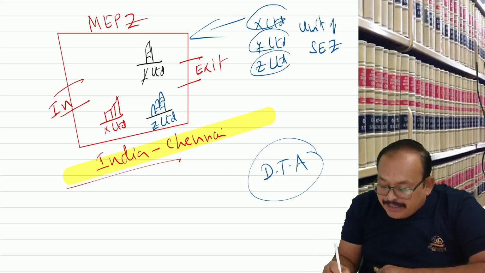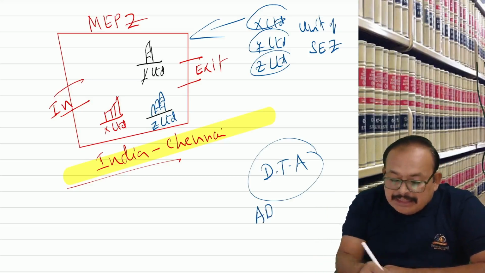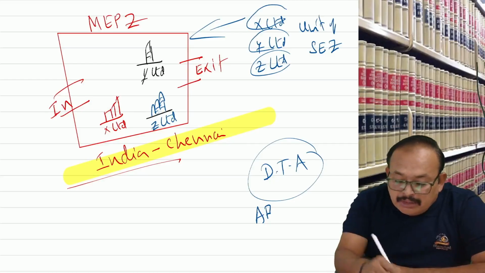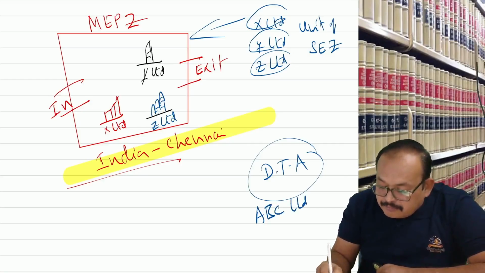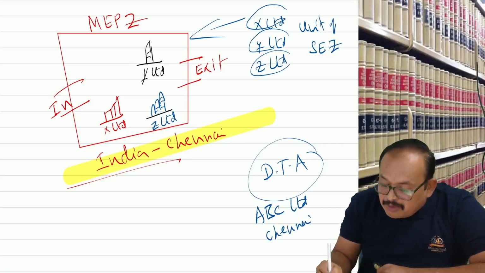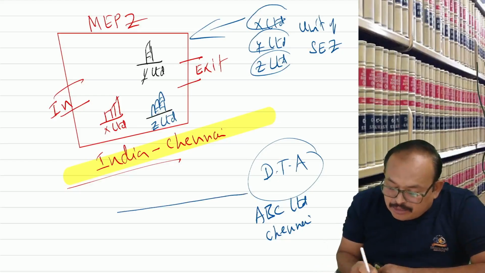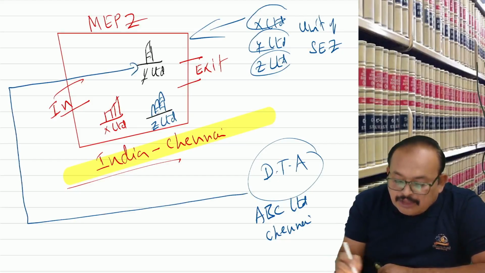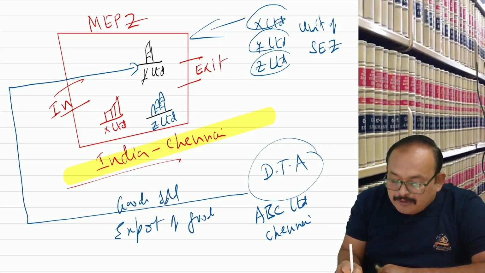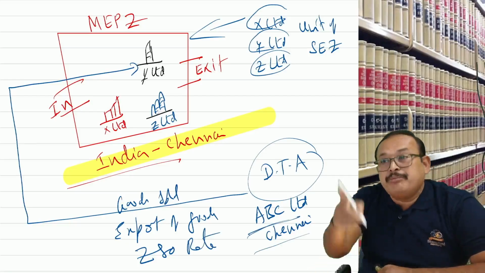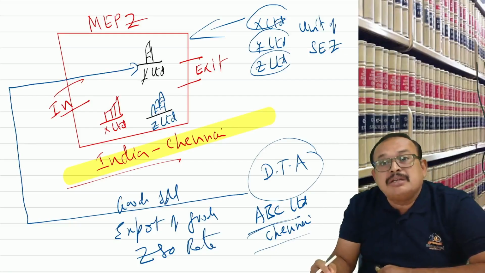Now, a DTA unit, ABC Limited from Chennai, if they supply the goods to Y Limited, goods sold, it is called what? Export of goods, which will attract zero rate, and this fellow should submit a shipping bill for supplying the goods.